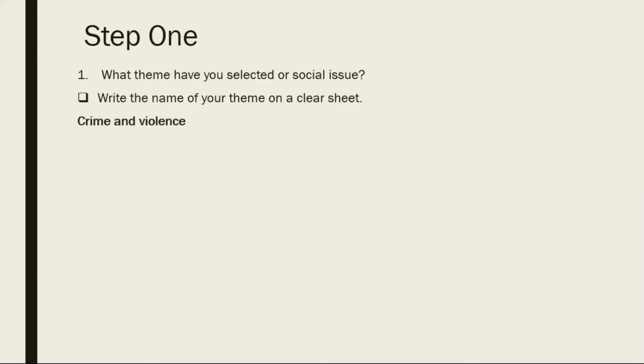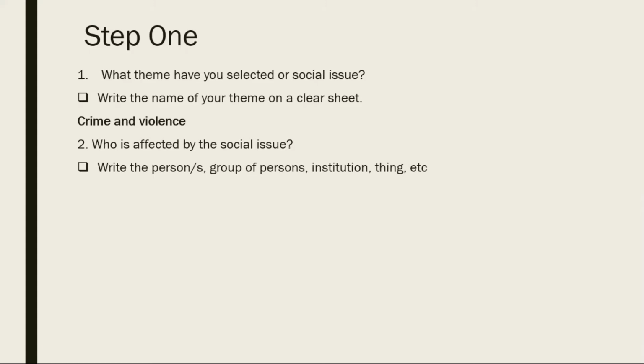The theme that I have selected for my group is crime and violence. What do we do next now that we have our theme? 2, we want to answer the question, who? Who is affected by this particular social issue, crime? Who are the persons which are affected? I tell my students, write the persons or person or group of persons or institution or thing. These are just some examples that are or have been affected. For my response, I've decided to write education system, the education sector or educational institutions.